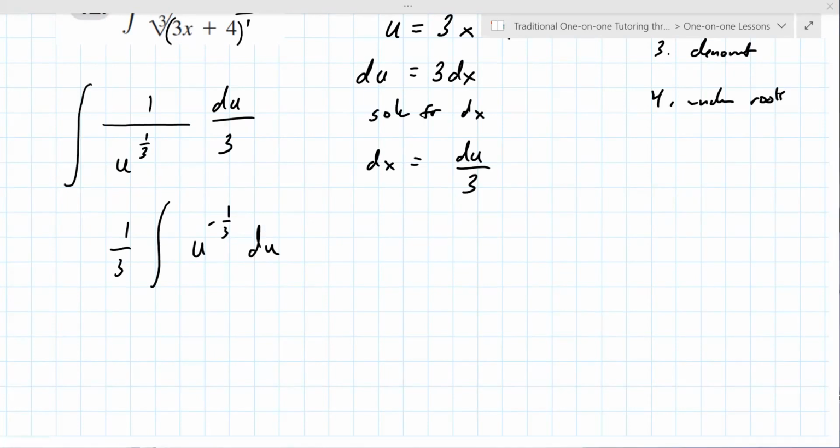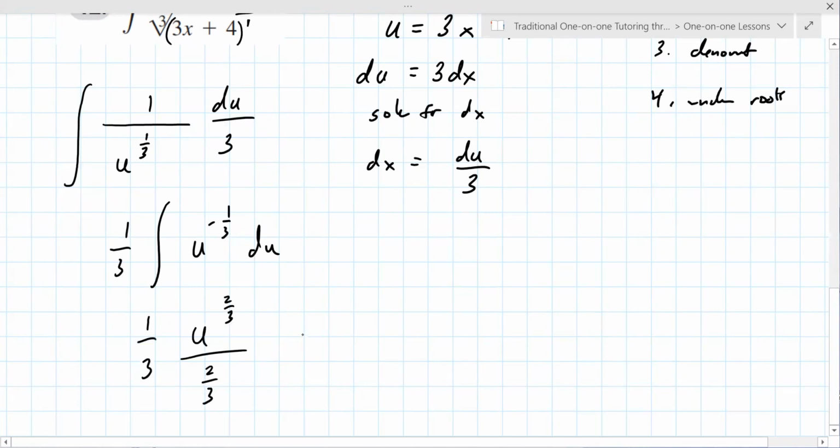So if that's clear, then the power rule here says you add 1 to this. That's u to the 2/3 over your new exponent. Or I'm sorry, you write your new exponent on the bottom. Okay, and then there's always plus c. Okay, now you may feel like you're done here, but there's probably 2 things you should do.